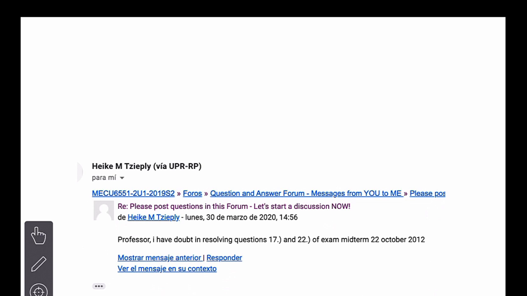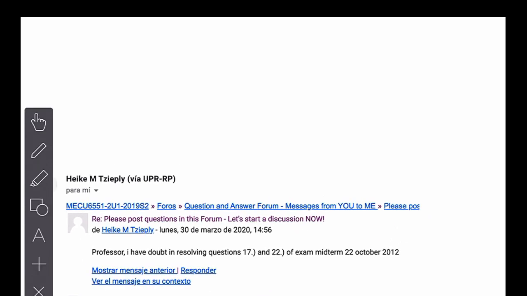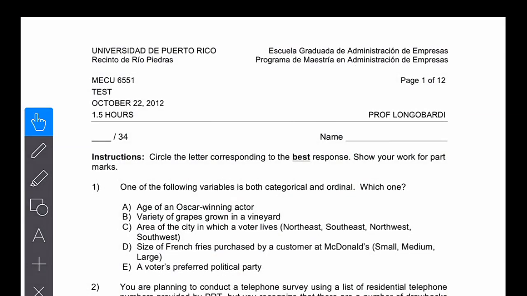Heike asked me to look at the oldest midterm, one of the older ones, and to attempt questions 17 and 22. So I'm going to do that. So 17, oh, this is the old midterm. This is it here. Seventeen.